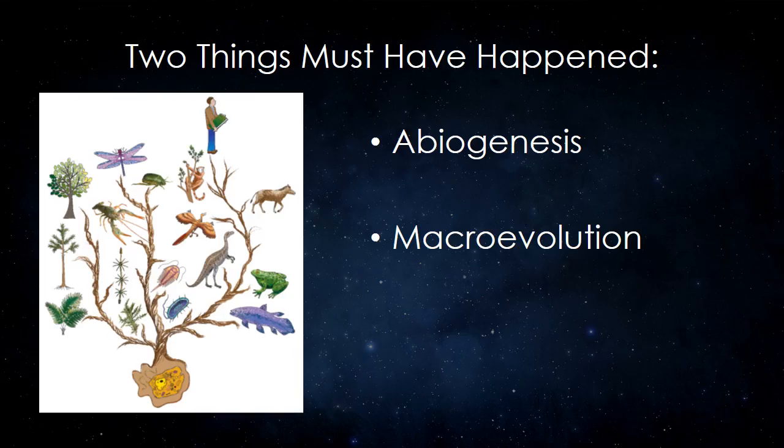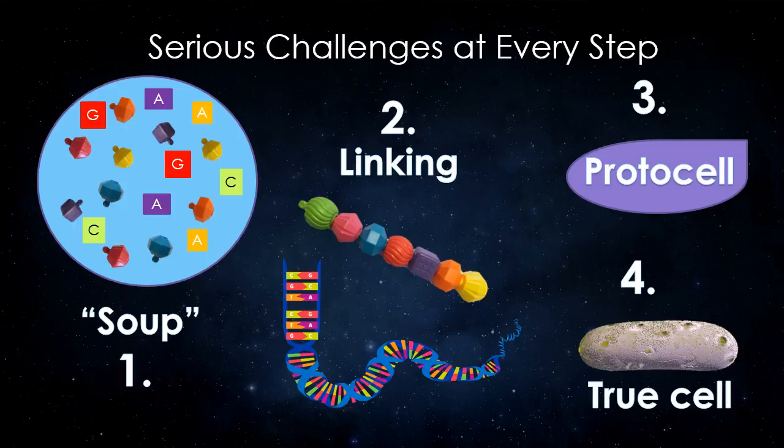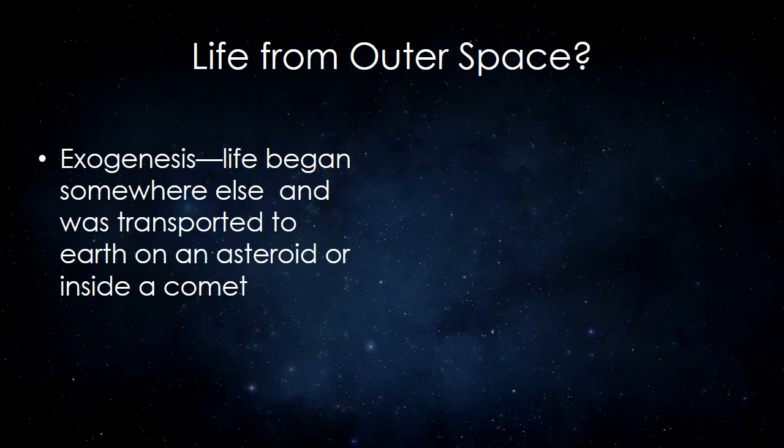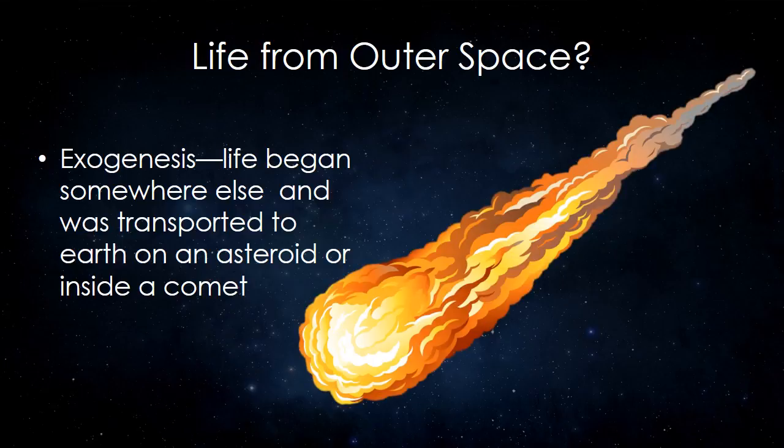We began this presentation by stating that to explain the diversity we see around us without a creator, one has to believe that two things happened: abiogenesis and macroevolution. We have seen that the challenges to abiogenesis at all 4 steps are overwhelming. For this reason, Dr. Brand and many other scientists recognize abiogenesis as one of the weakest links in naturalistic theories of origins. And since the possibility of life forming from non-living material here on Earth has been shown to be so unlikely, some scientists have gone so far as to suggest that life began somewhere else instead and was transported to Earth on an asteroid or inside a comet.